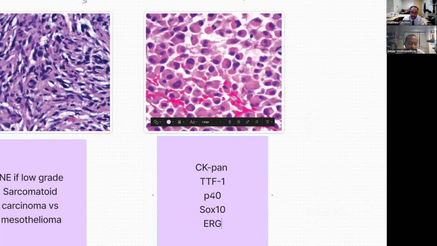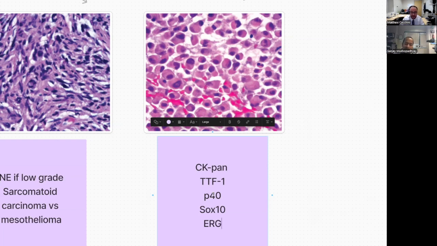But then, if those two are also negative, then it becomes much wider. How much you want to work up is very much a matter of personal preference. You can do INI1, you can do the other melanoma markers, you can do BRAF, you can do molecular tests. It's unlimited how far you can go with this. But I think these five stains that you have listed are really great to start with. What do you think, Matt?